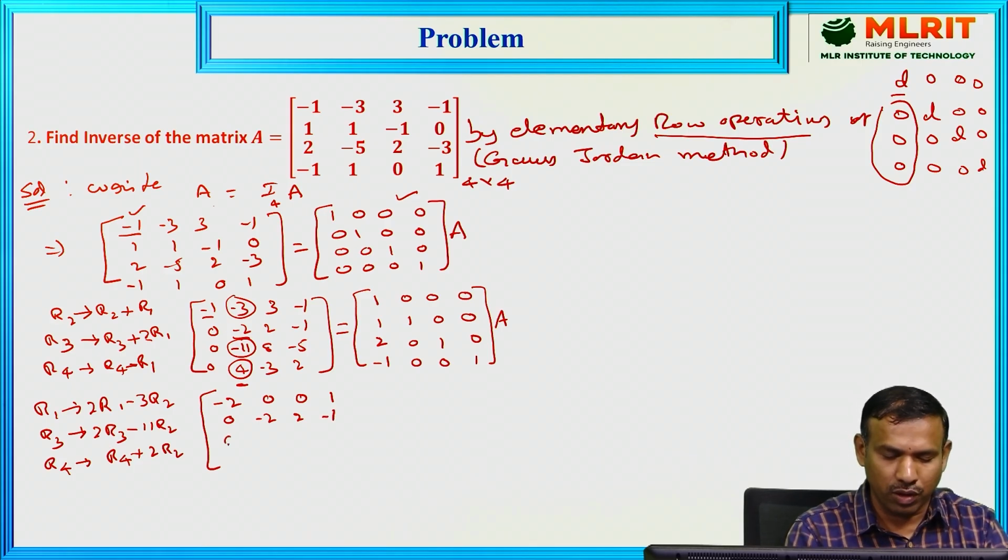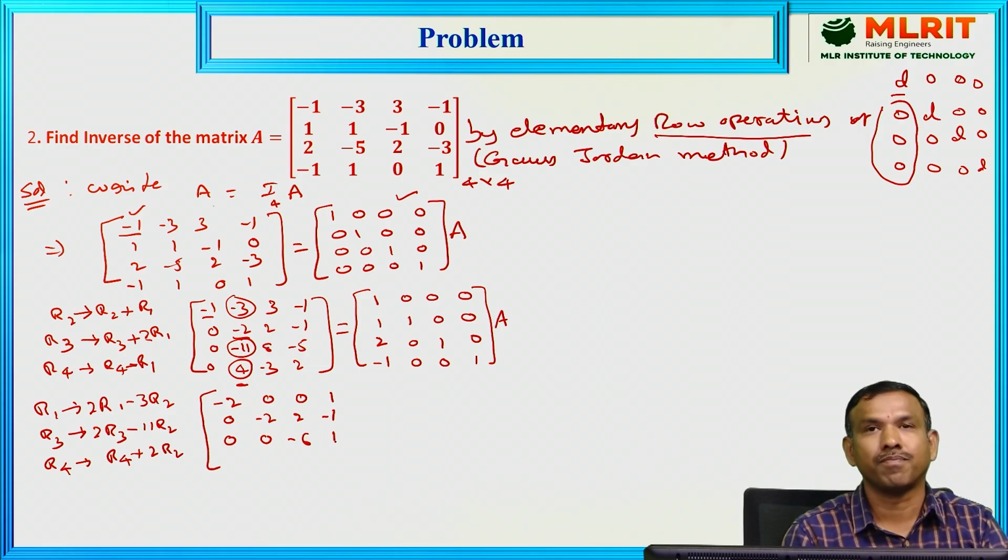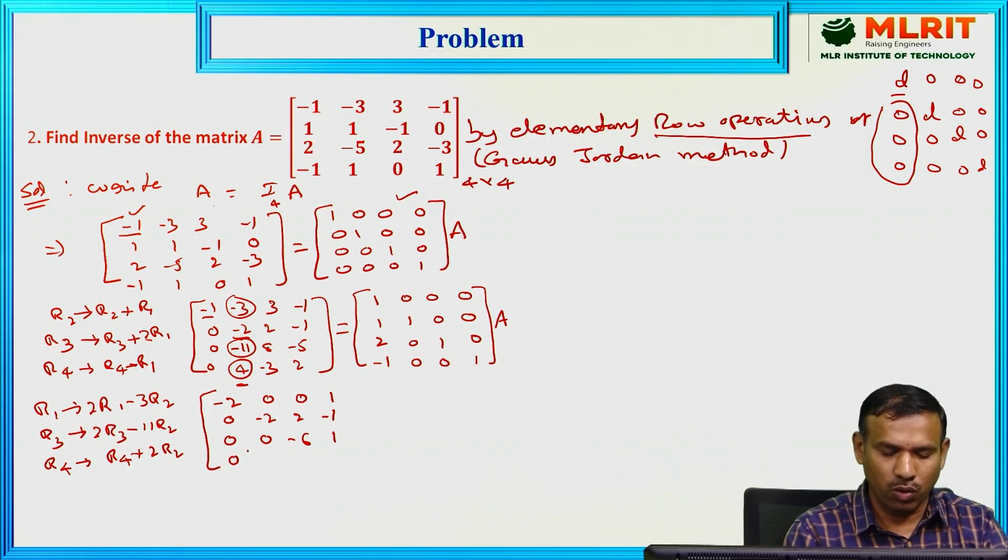0 minus 0 is 0. 2R3: 2 into -11 is -22, minus 22 plus 22 is 0. Next, 2 into 8 is 16, 16 minus 22 is -6. 2 into -5 is -10, plus 11 is 1. Next, R4 plus 2R2: 0 plus 0 is 0, 4 minus 4 is 0, -3 plus 4 is 1, and 2 minus 2 is 0. Right.